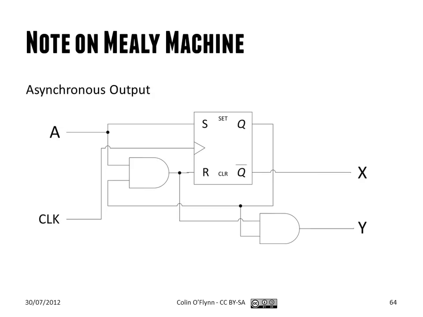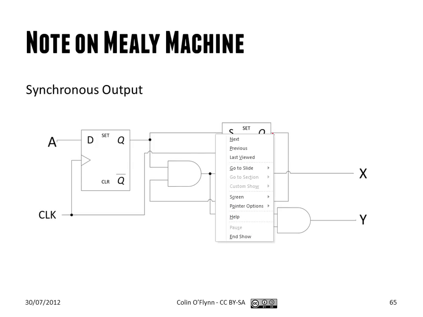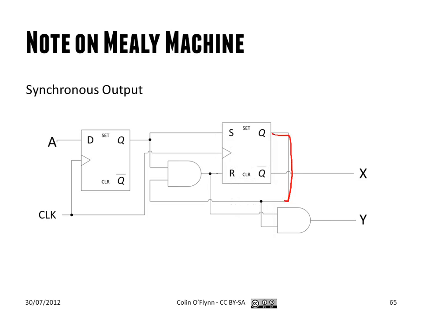With Mealy machines, we'll often have asynchronous outputs where the outputs change as soon as the inputs change. It's not a requirement. You can make it so that they're synchronous. And basically, the key thing with the Mealy machine is that when you're looking at the schematic, you'll notice that there's this feed through, so the input is somehow connected to the output without being dependent solely on the state.